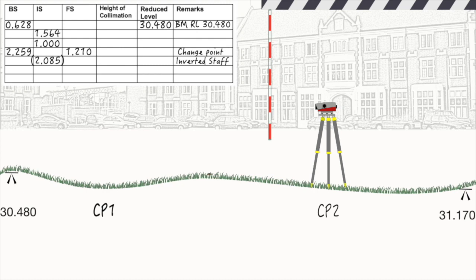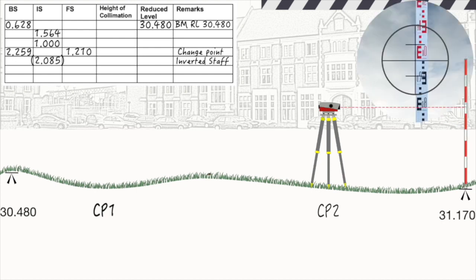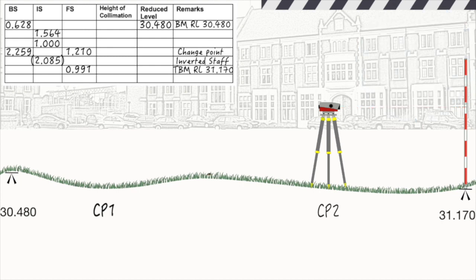We are now coming to the end of the level run, so we move the staff to the last point, the TBM of 31.170 AOD, and take a reading of 0.991. We book this as a foresight because we are sighting forward up the level run. And this now completes the sightings and bookings for the exercise.